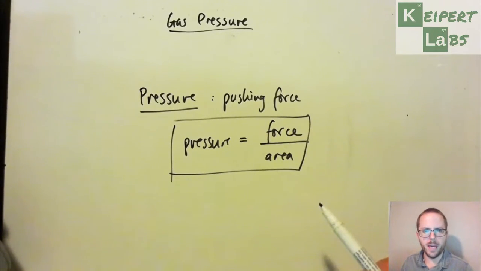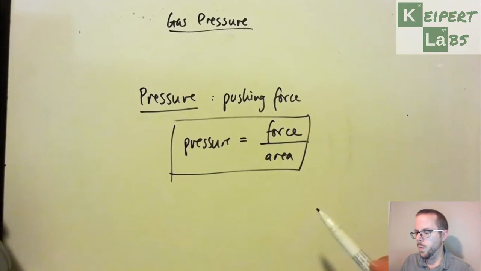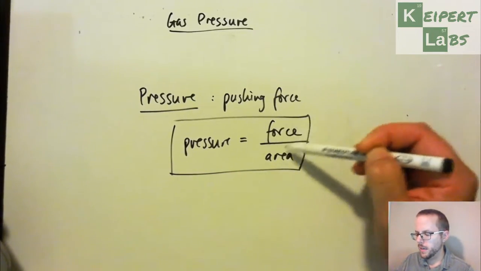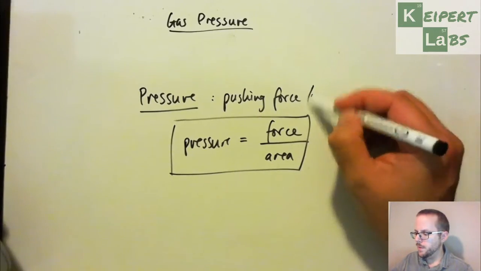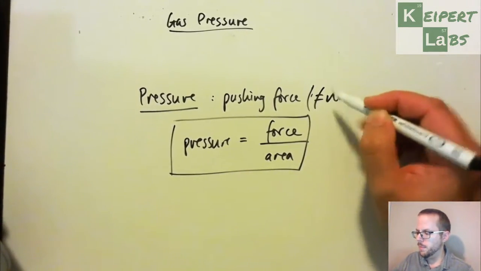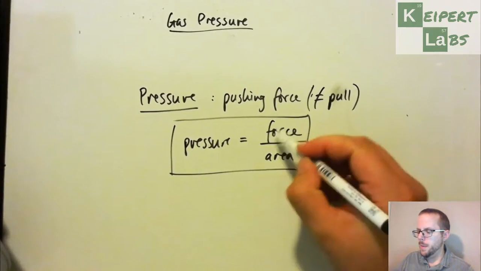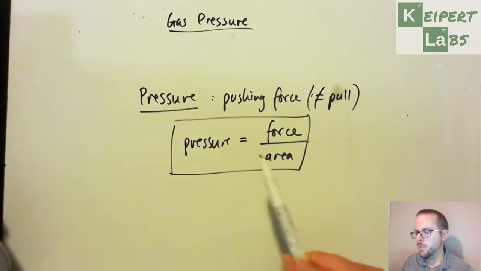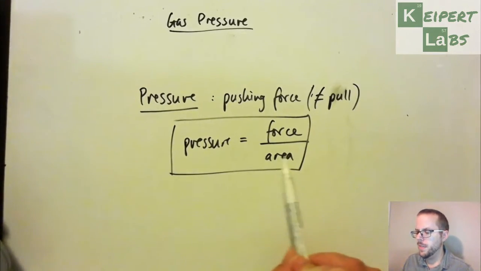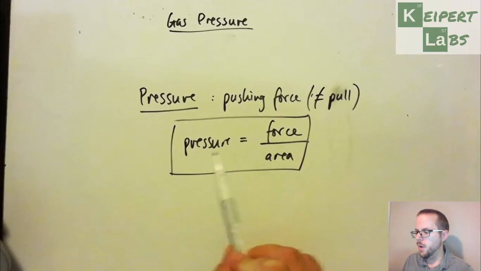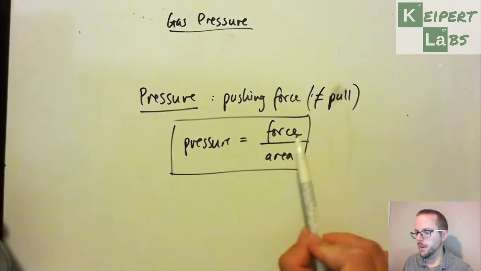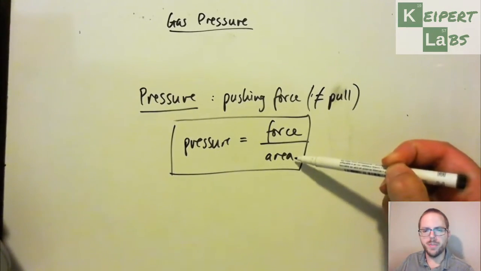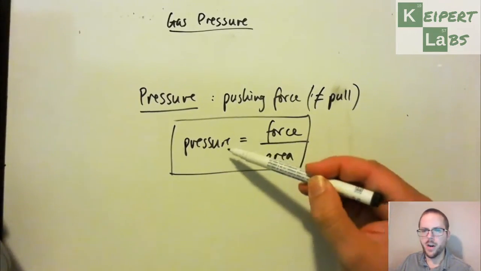We're going to talk at a particle level in a second about what pressure is like, but we can say it's a pushing force rather than a pulling force. So it's not a pull. It's a pushing force that is divided by the area over which it's applied. So the bigger the area, the less the pressure is. Or the bigger the force for the same area, the bigger the pressure is. Or if we take the same force and apply it over a very, very small area, we get a very high pressure.